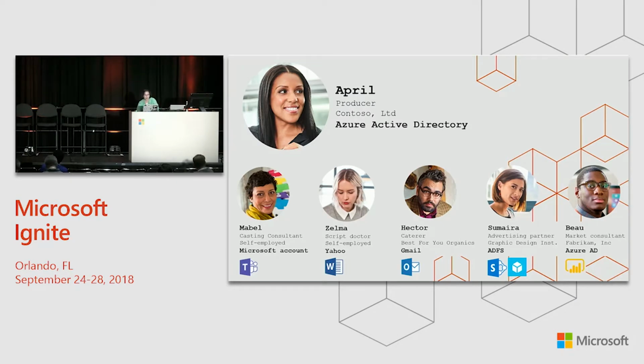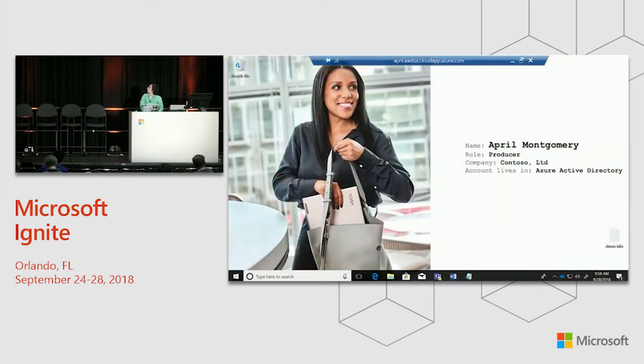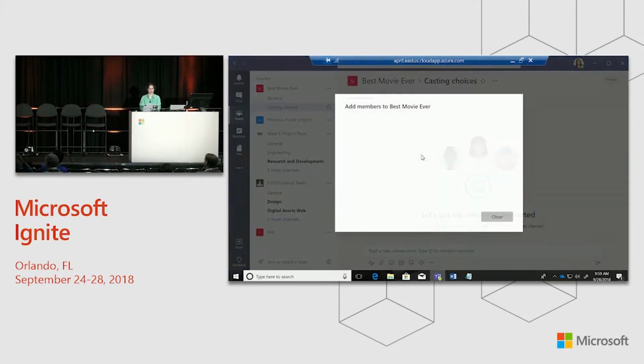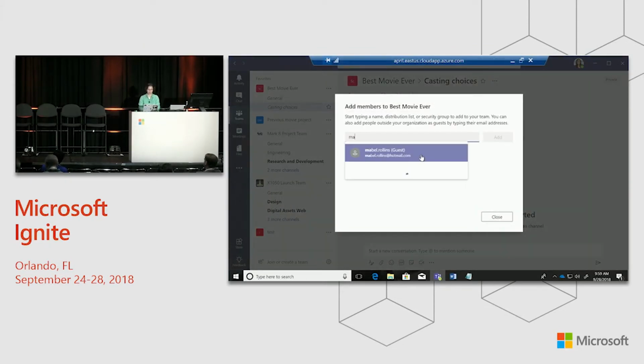All right, so let me switch over. And we're going to start on April's system. And so she's just going to go through the apps that she normally uses to get her job done. She's going to start in Teams, and she's got a channel for the casting choices, and she wants to invite Mabel to the conversation so that they can collaborate and talk about who they should cast. So she'll invite Mabel's email address, and you can see that I've been practicing because Teams already thinks it knows about this email address.